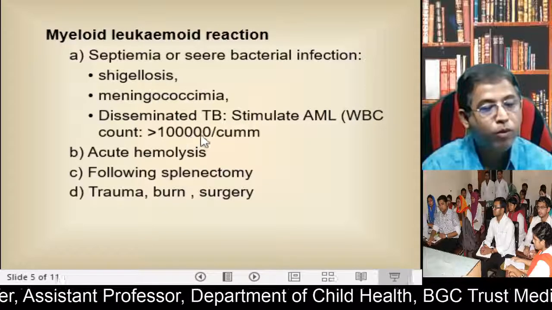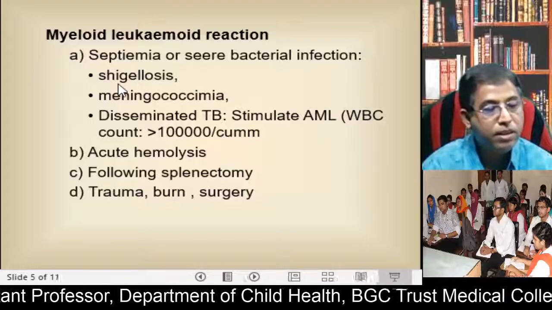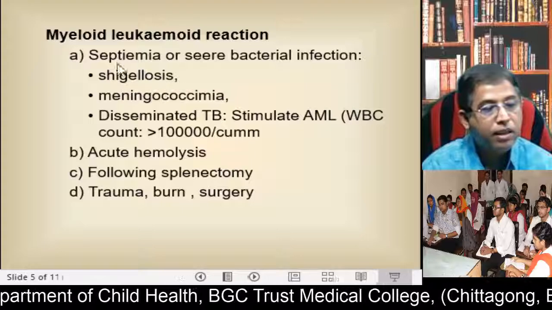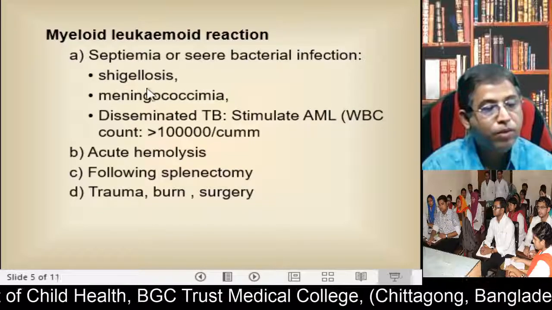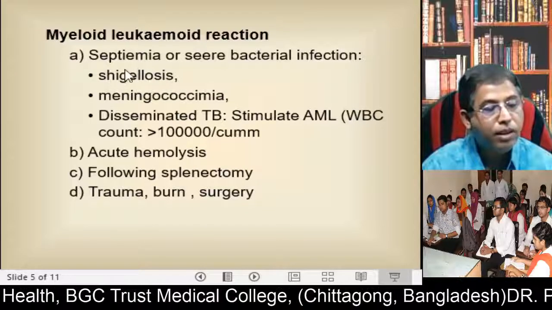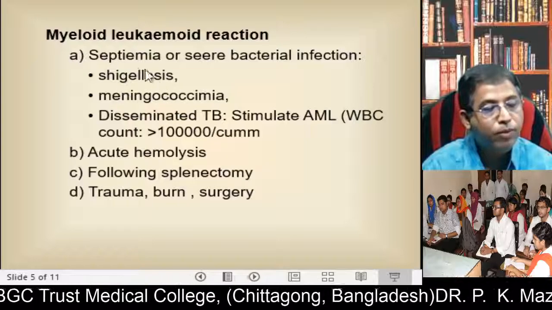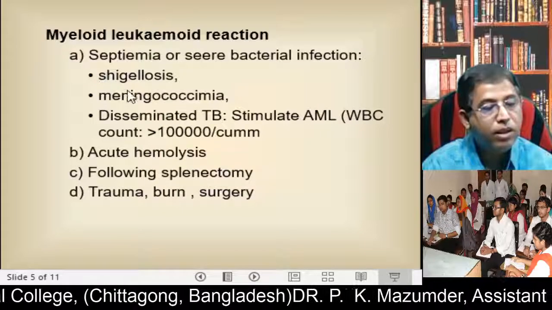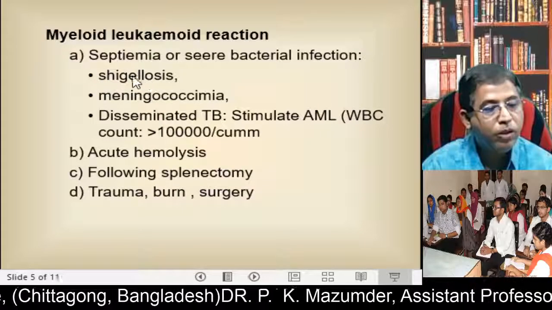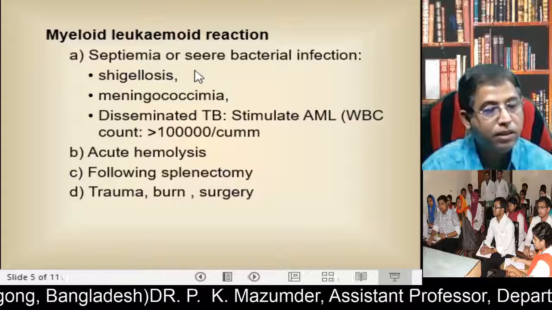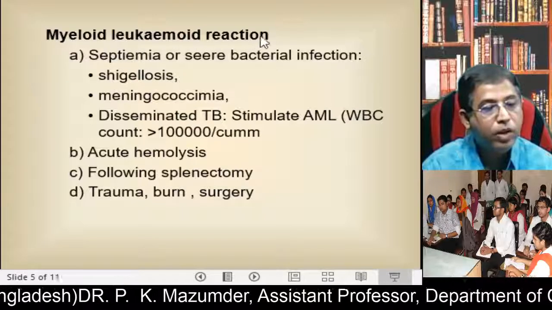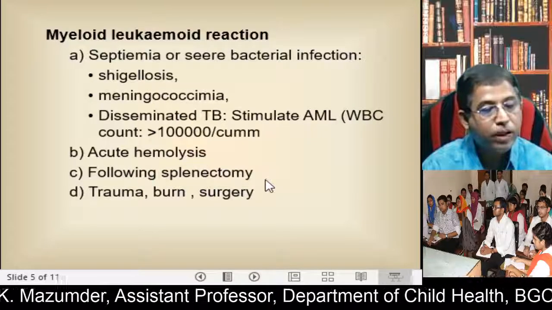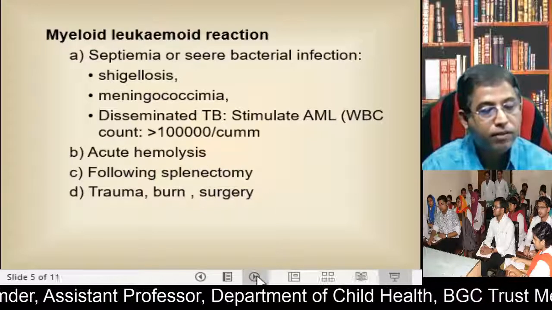The WBC count may be more than 1 lakh. So in shigellosis, if you do the peripheral blood film and you get a WBC count of 40,000 to 50,000 and you get blast cells, you may confuse it with a patient suffering from leukemia. But if you examine the child, pallor is absent, no lymphadenopathy, no hepatosplenomegaly, no bony tenderness.